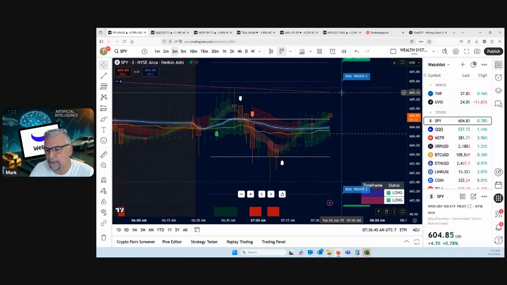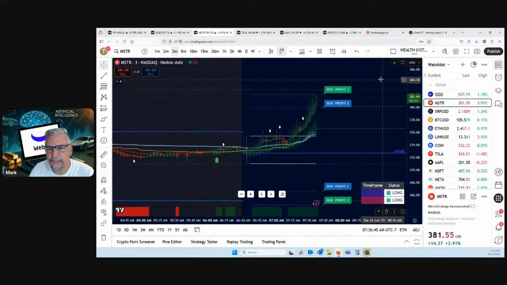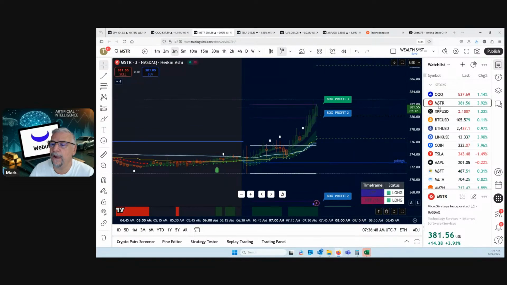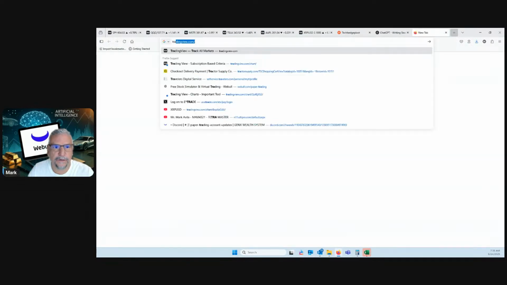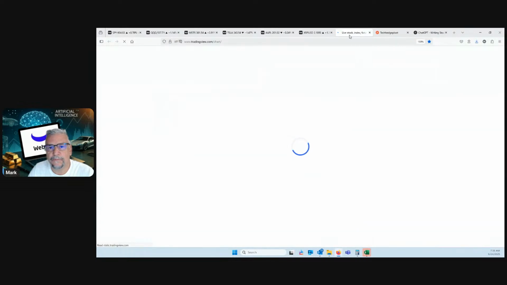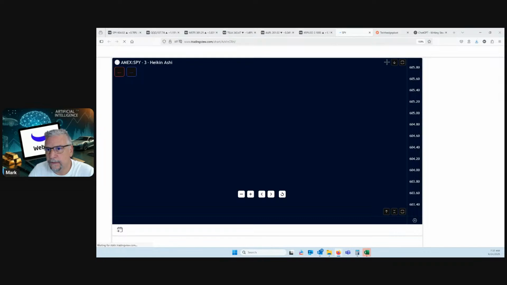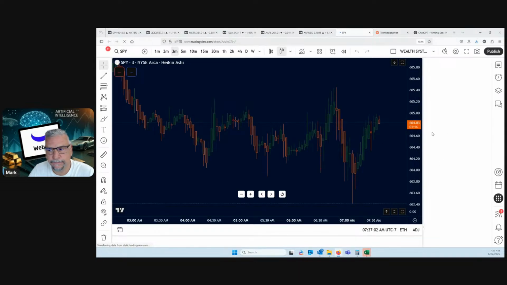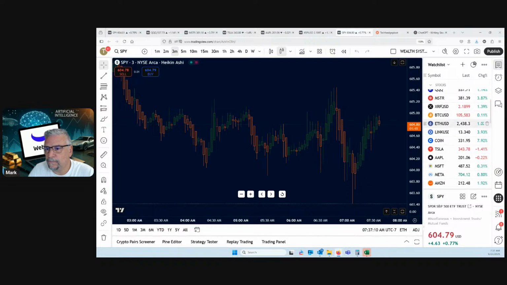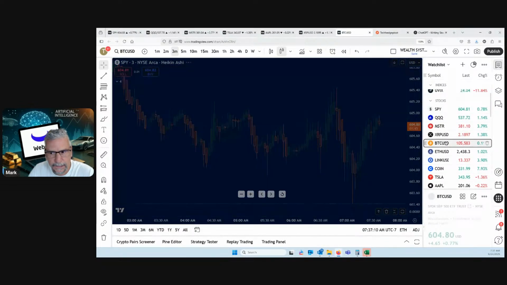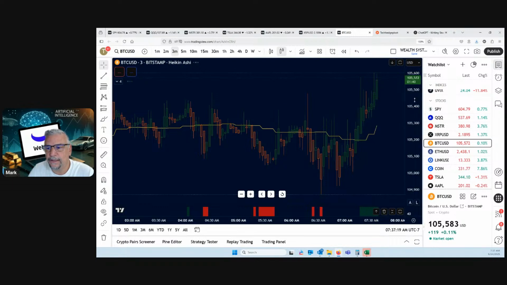SPY has a little more room up to the 605, let's say 30 range. MSTR is just moving. I mean, this is wonderful to see for crypto. You can see XRP's up 1.35%. I'm going to open up one more. I'm going to put Bitcoin there and see what Bitcoin's doing. So let's take a look at Bitcoin. So I'm going to come here to Bitcoin. Let's see what that's doing. And yeah, Bitcoin, that's nice.